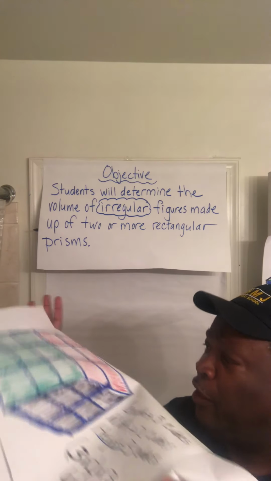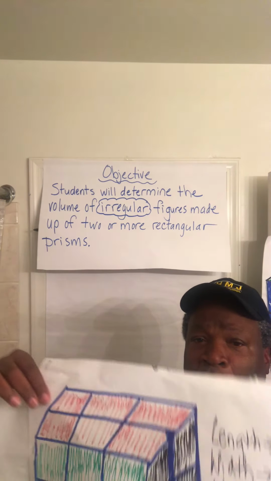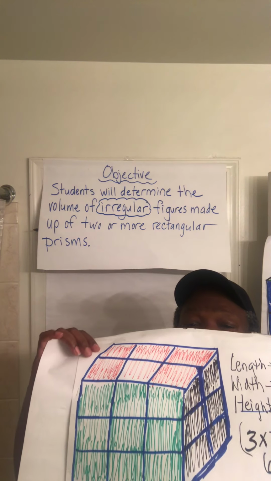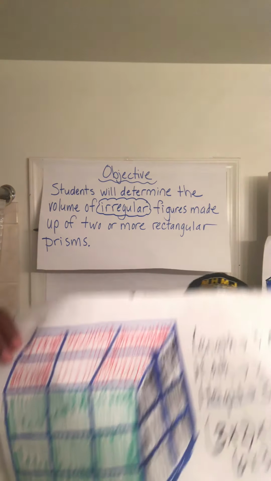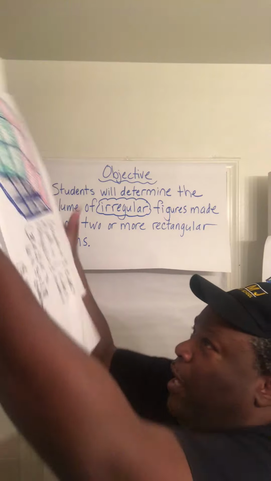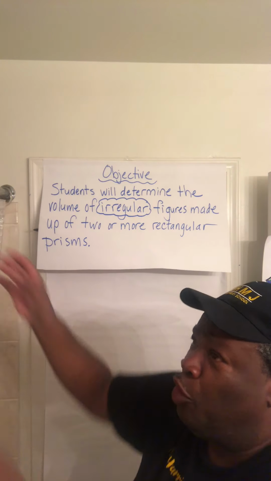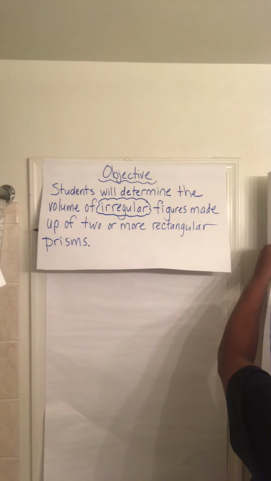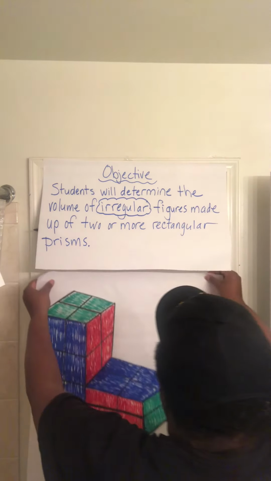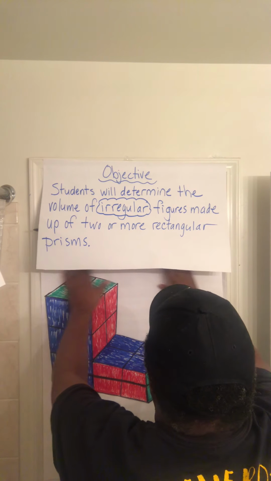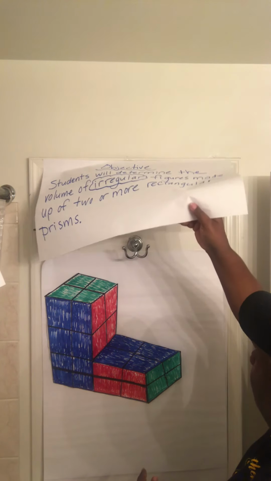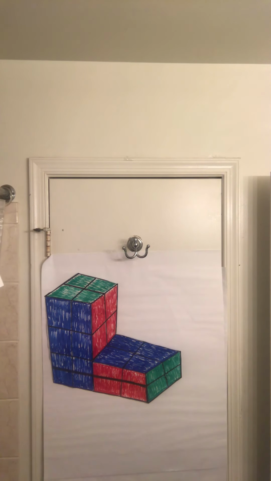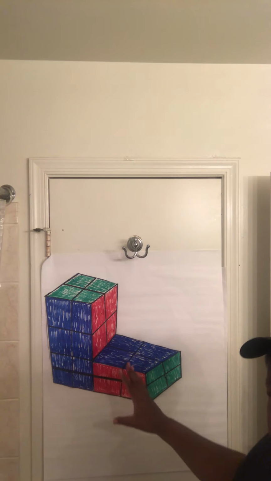Right now I need to talk to you about what the word irregular means, irregular figures. This figure that we used to do our warm-up is a regular figure because it is simply one rectangular prism. An irregular figure is where you have 2 or more rectangular prisms put together to make a figure. Let me show you what I mean. Here's an example of an irregular figure, because we have more than one rectangular prism going together to make one figure.